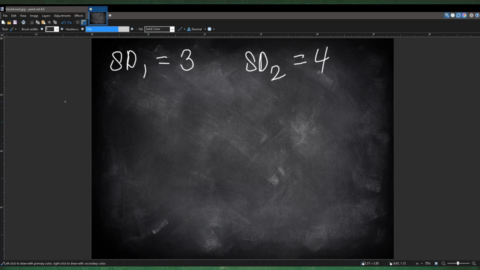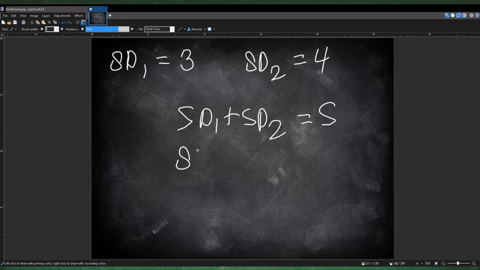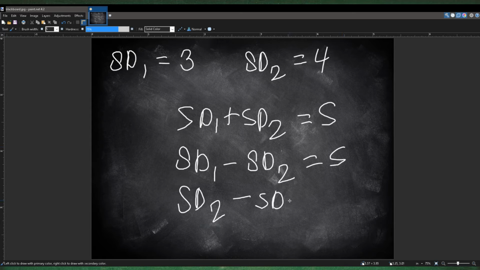So this applies as the general idea of how to add and subtract standard deviations. If you're adding standard deviation 1 plus standard deviation 2, it's going to be equal to 5, as I showed. If you're subtracting standard deviation 2 from standard deviation 1, it's also equal to 5. And standard deviation 2 minus standard deviation 1 is also 5. They're all basically the same. They all follow the same formula: you square both standard deviations and then add them to each other.